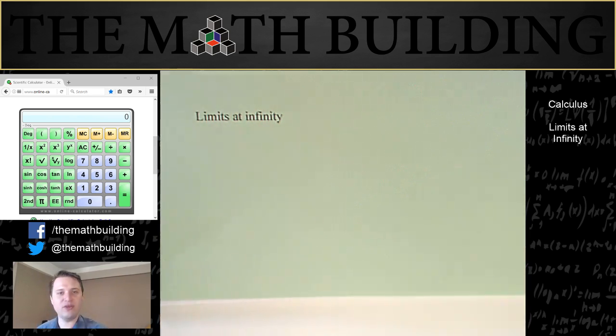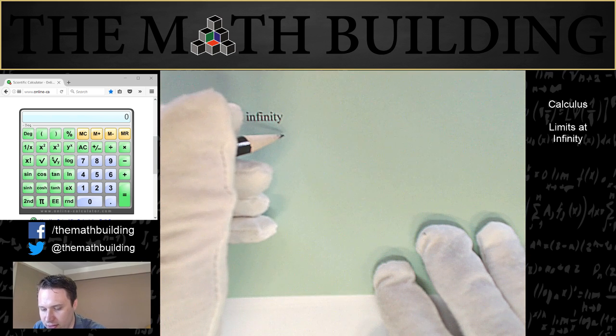Everything we've done so far has been limits at a point, where the left-hand limit and the right-hand limit hit the same point, and that's a limit at that point. What does x approach? Now we're going to talk about a different kind of limit, and that's a limit at infinity. We're going to start with this question right here.